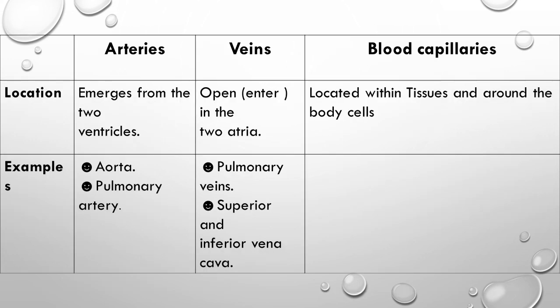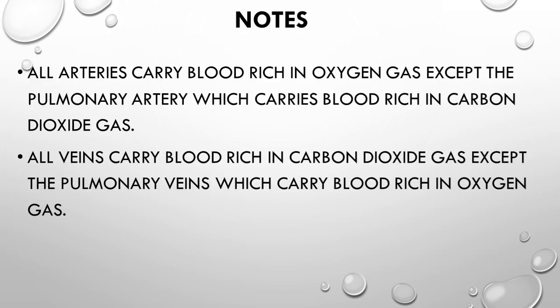The location: arteries emerge or come out from the two ventricles. In the case of veins, they open or enter into the two atria. Blood capillaries are located within tissues and around the body cells. Examples of arteries: aorta and pulmonary artery. Examples of veins: pulmonary veins, and superior and inferior vena cava.